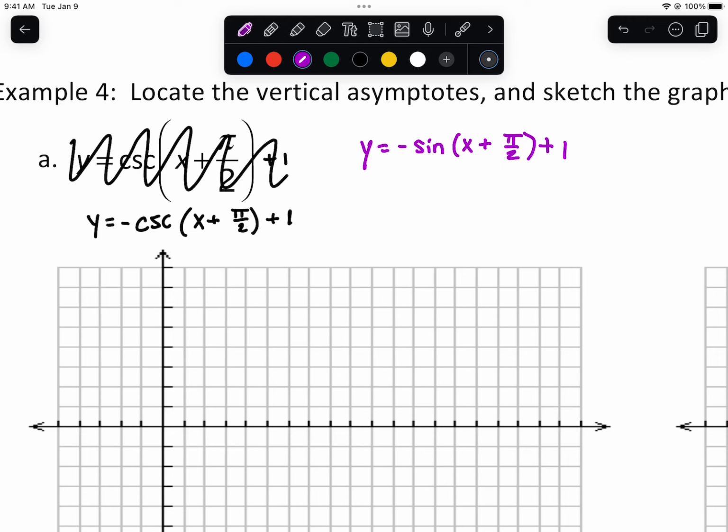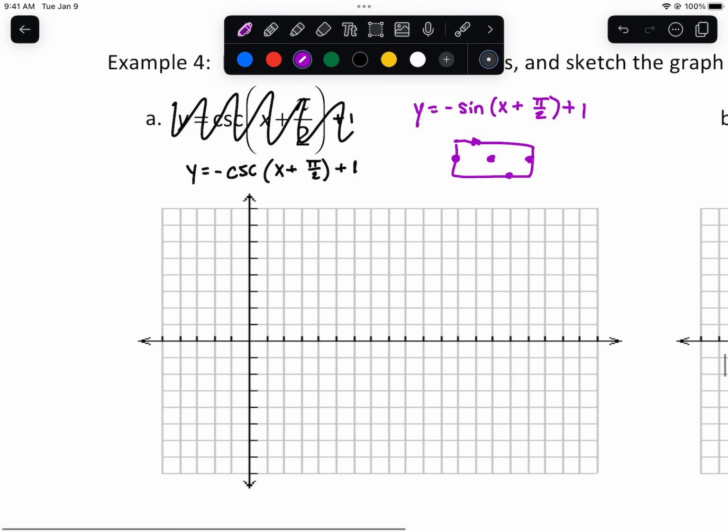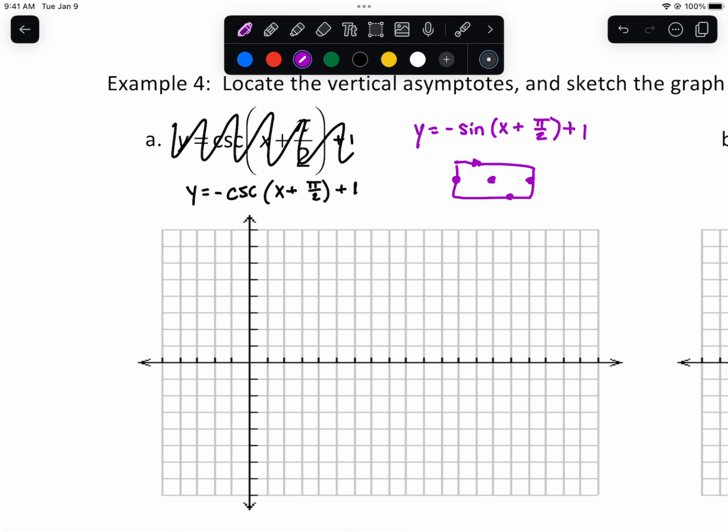And I'm going to do the little box method where I get the box, and then sine usually starts and ends there, and then it goes up and down. And we'll get those points inside of our box, and then we'll figure out our new asymptotes and all of that stuff afterwards. But we need to get the points located first, and then we can convert it into a secant type of graph. So with this one here, there's a lot of things going on.